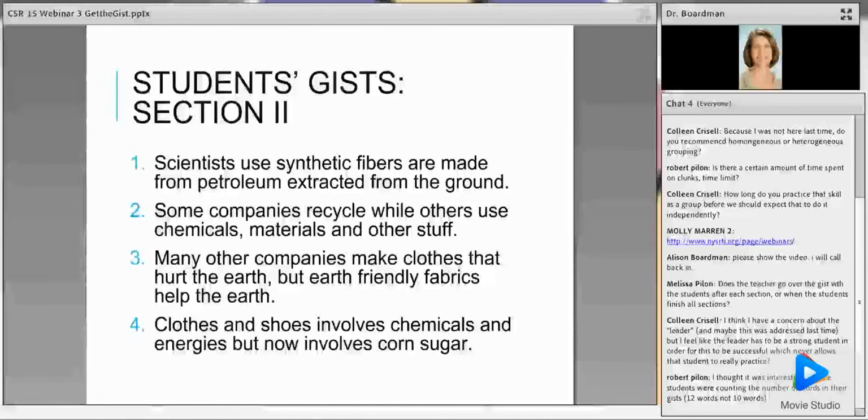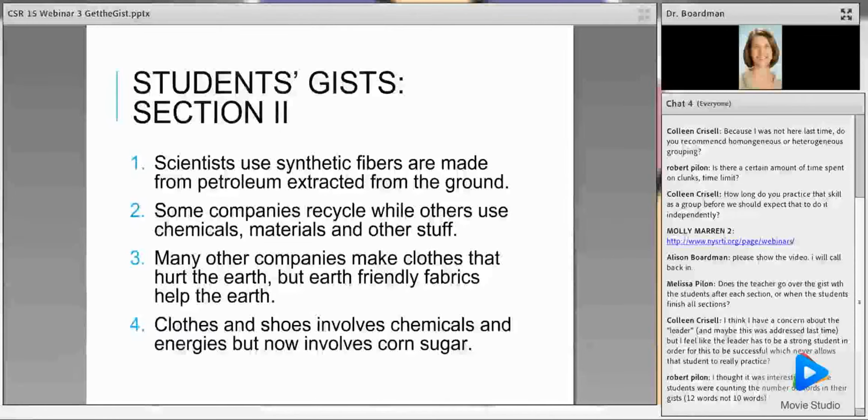There is a concern about the leader, and that the leader has to be a strong student in order for this to be successful. And I think that's a good point in the beginning. So in the beginning, you do want to pick leaders who are the kinds of kids that are trusted by other kids, who are going to help the group keep on task, and who are going to help monitor the time. And there's a few ways that we do that.